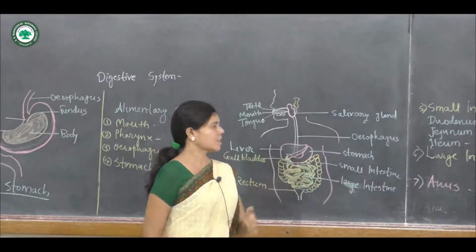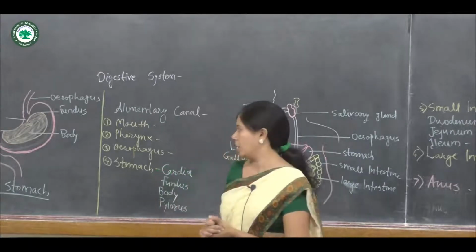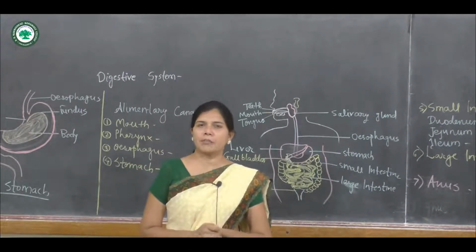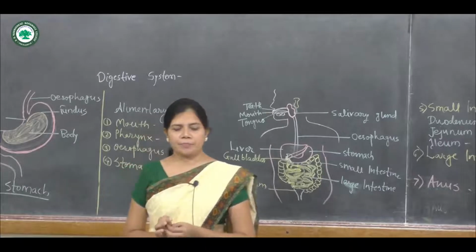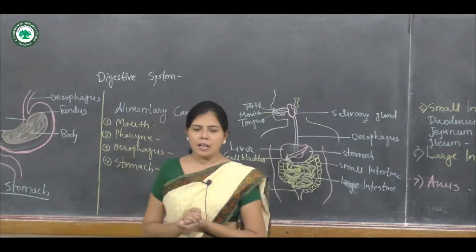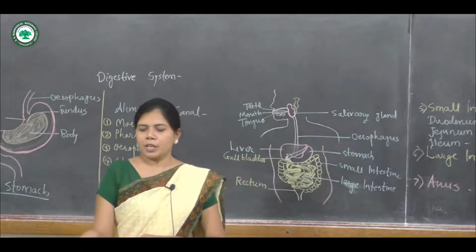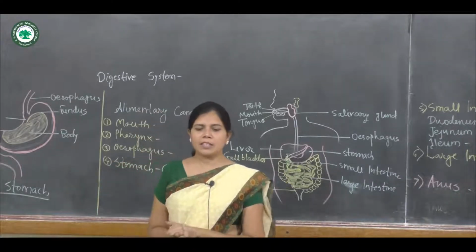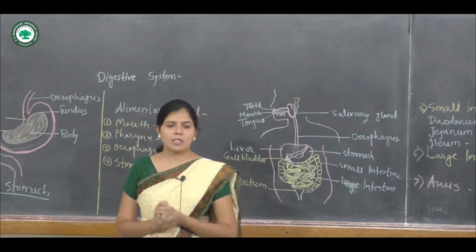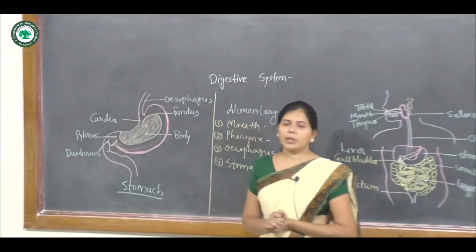This esophagus is joined to the stomach, and now we are going to discuss the detailed structure of the stomach. As we know, students, the stomach is located in the upper left portion of the abdominal cavity. It is a J-shaped muscular sac, around 20 to 30 centimeters in length. It is divided into 4 parts, with the upper cardiac region and the lower pyloric region.